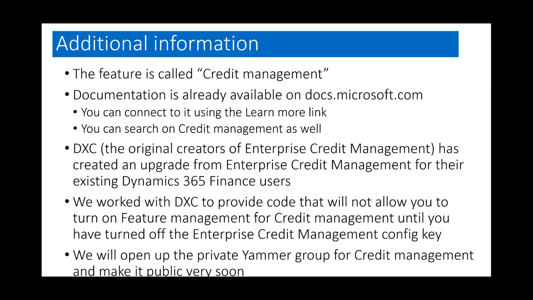So you can use the Learn More link on Feature Management. Turn it on and click on Learn More, or just search for Credit Management. There's kind of a Credit Management overview. If you click on that, you'll get a list of others. There's over 30 pages of documentation out there now on how this works, and there's a lot of good detail, so you can actually start looking at it right now.